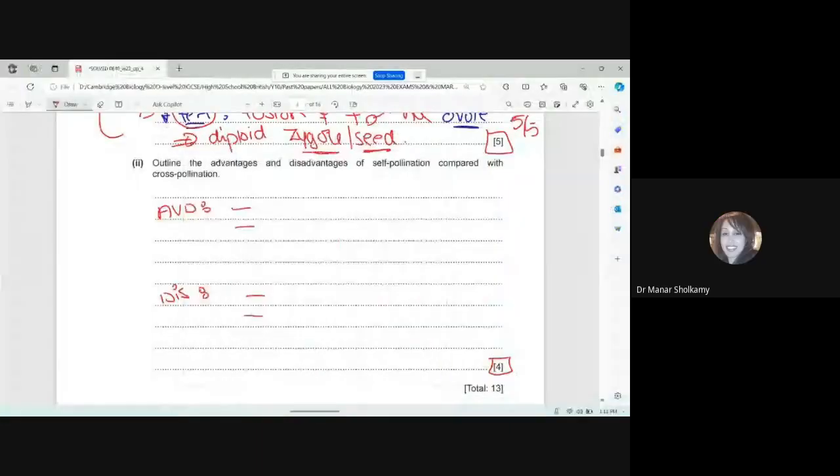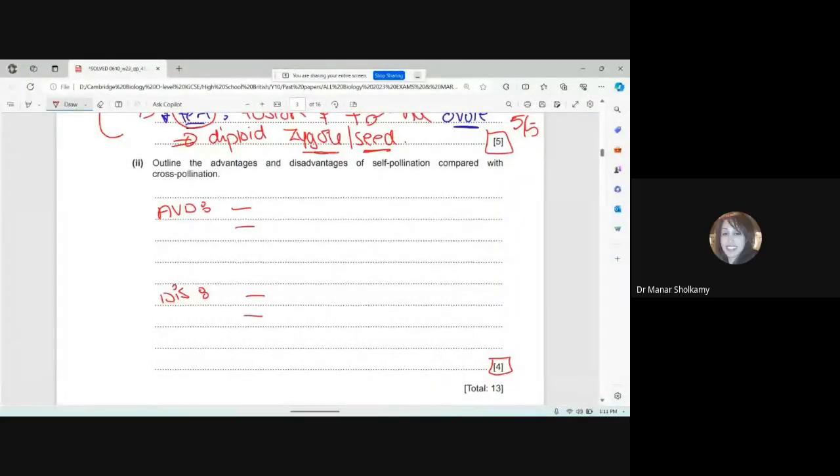What are the advantages of self-pollination? I'm pollinating myself. The screen is not shared. Excuse me? The screen is not shared. Oh, I'm sorry. Where is this? Is it shared now? No. Still? Strange. Okay, I'll share it again from the beginning. Is it shared now? Mm. Is it shared? Yes.